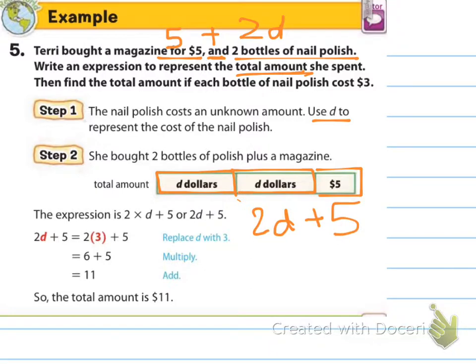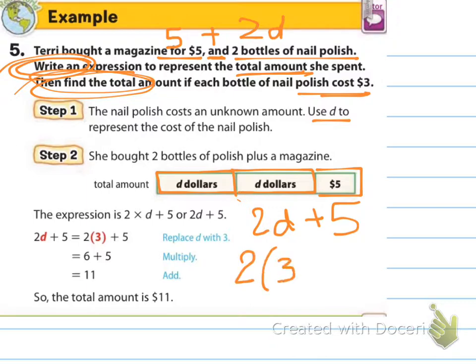Now in the second part, they've told us how much the nail polish is. So the first thing they wanted us to do is write the expression. Now we're actually going to find out what the total is. So they're saying that the nail polish costs $3. So I'm going to substitute in for D my $3. There were 2 of them, so you should know that you've spent $6 on your nail polish, $5 on your magazine, so it's a total of $11 altogether.